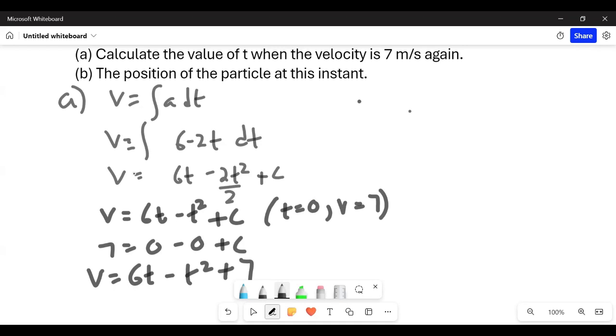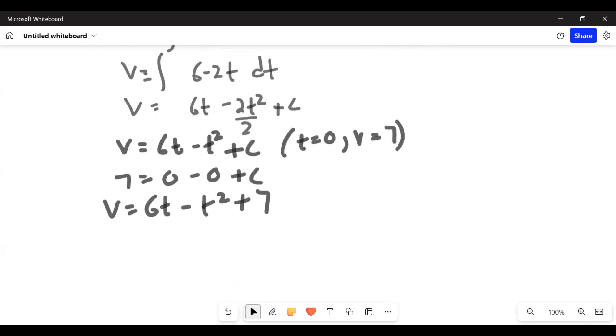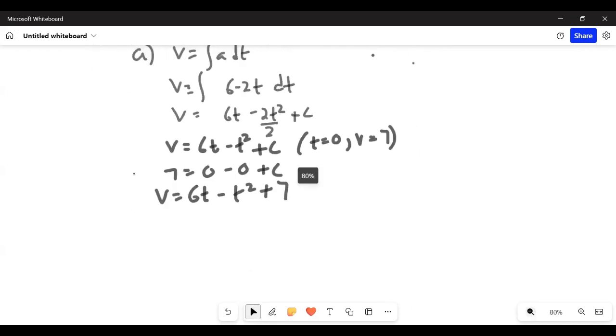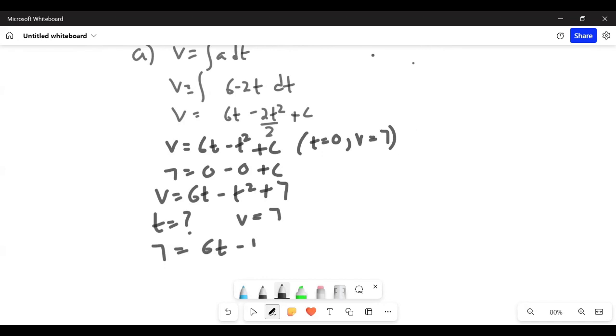Okay. Now we need to find t when the velocity is 7 again. So replace v with 7. Find time when v is 7. So we get 7 equals 6t minus t square plus 7. So we're getting 0 equals 6t minus t square. Take t common.